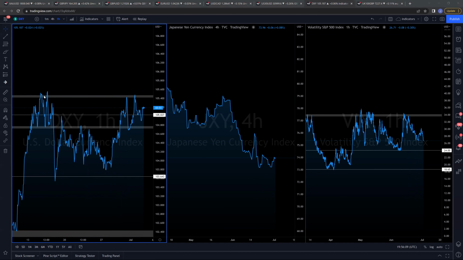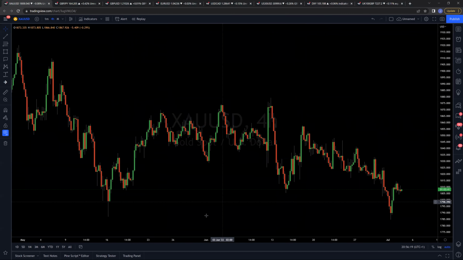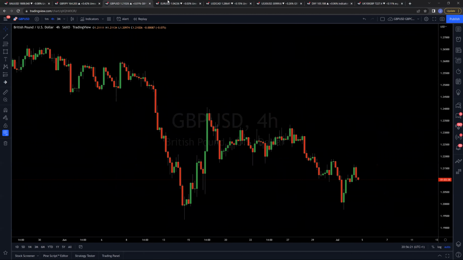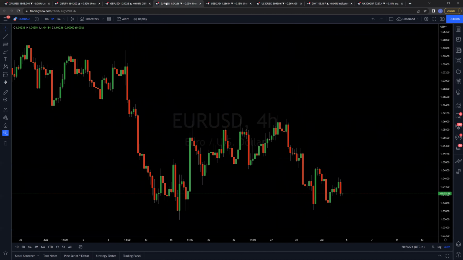So you can see across the board, dollar rejecting previous highs for the start of the new monthly and quarterly period, Japanese yen rejecting previous lows, gold rejecting previous lows, and our dollar pairs correlating in very similar fashion.